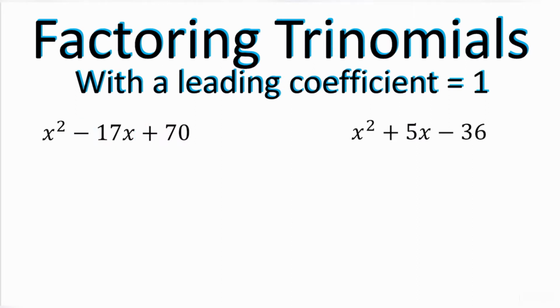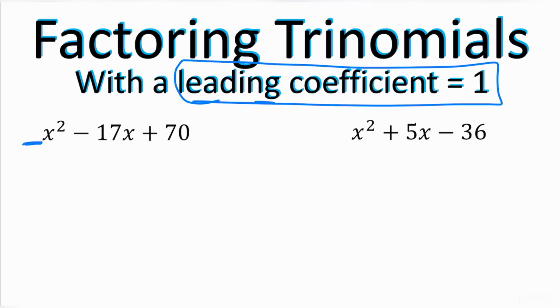Right now, we're saying that these trinomials have a leading coefficient equal to 1. This means that right in front of the term that has the highest power, we really have just a 1. There's no other number there than 1. There's no 2, there's no 3. In another video, I'm going to show you how to factor trinomials when the leading coefficient is greater than 1.